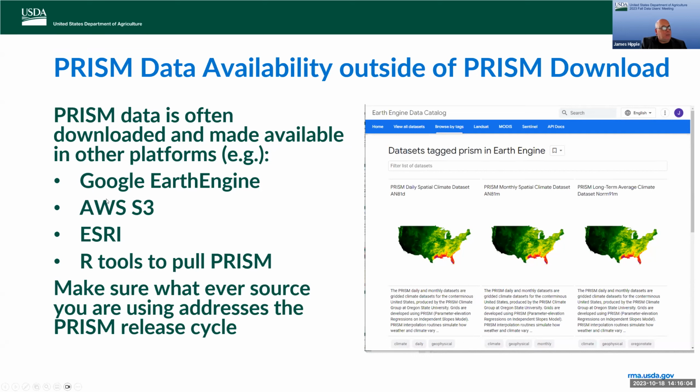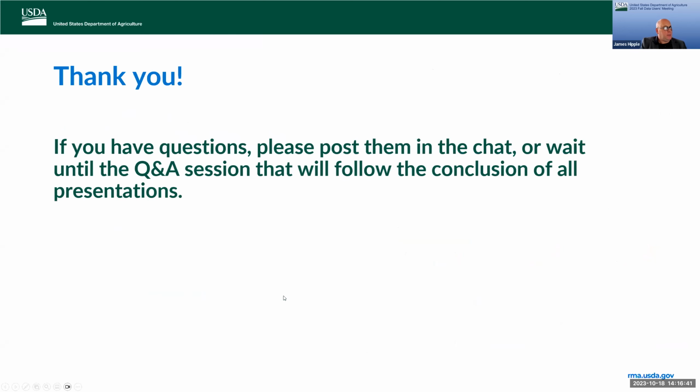If you're using any of the publicly available data that is not coming directly from PRISM and that PRISM download, make sure whatever source you're using is addressing that particular PRISM release cycle, because some of them pull data and then don't check for changes on a weekly or monthly basis. They'll pull the first day that it's released, and then that's pretty static, often for the life of it as it sits in these particular environments. So those are the types of things we wanted to cover.